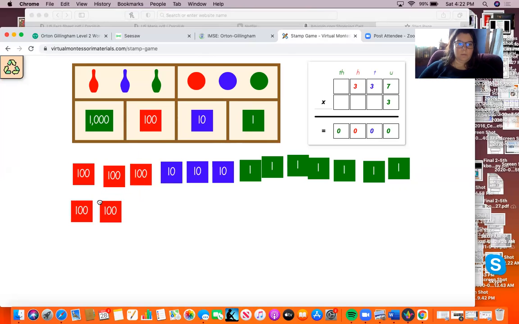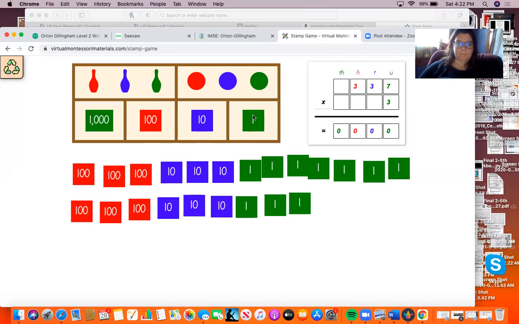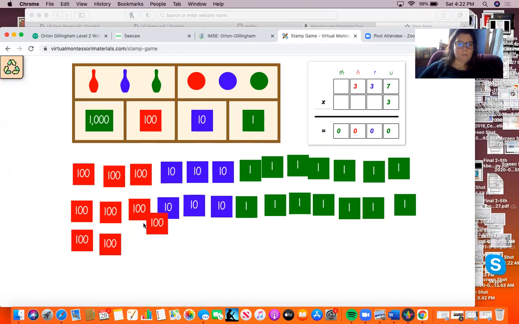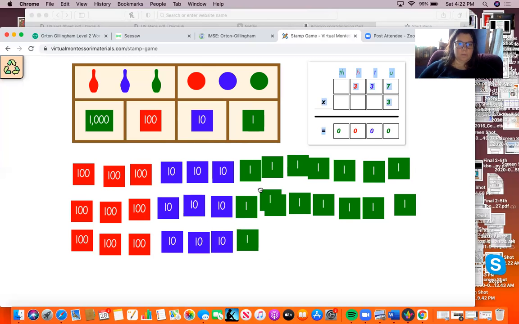Okay. 300. 30. 7 times 2 and 337. So here's our 3 groups of 337.